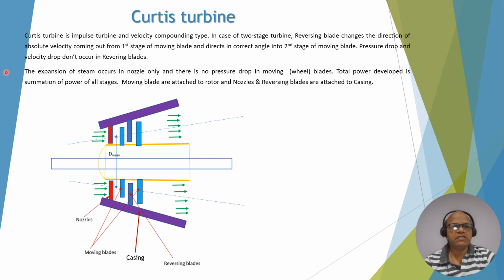Total power developed is a summation of power of all stages. Moving blades are attached to the rotor, and nozzles and reversing blades are attached to the casing. You can see nozzles and reversing blades. These reversing blades are attached to the casing, but moving blades are attached to the rotor. Again, the flow is axial in and axial out, and pressure drop occurs only in the nozzles. There is no pressure drop in the first stage blades and second stage blades. Even though there is no pressure drop or velocity drop in the reversing blade, it just guides the steam to the proper angles.